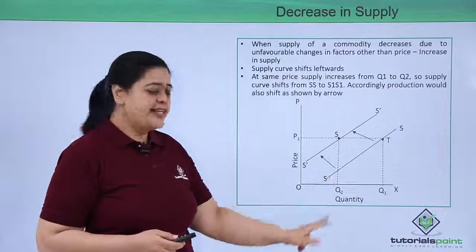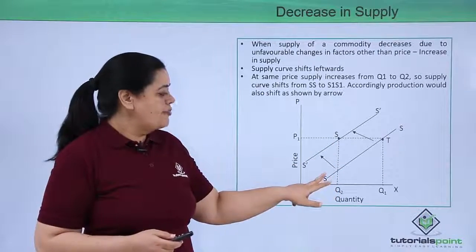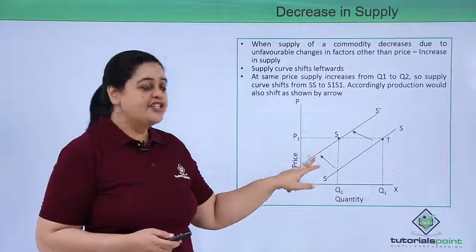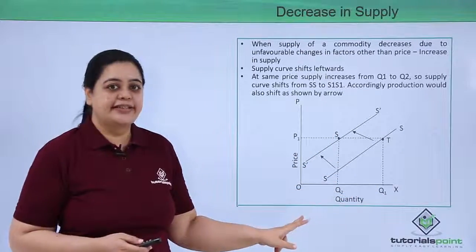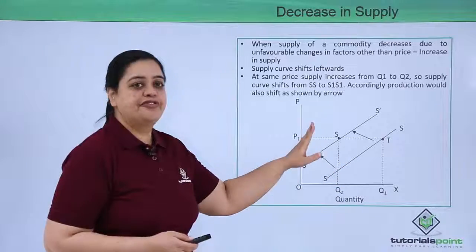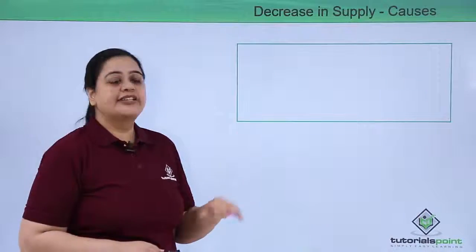Now at the same price we are supplying a lesser quantity, which is Q2. So from SS the supply curve has shifted to S1 S1. That's how the quantity supplied has decreased and there is a leftward shift in the supply curve. Now, what are the causes for this?